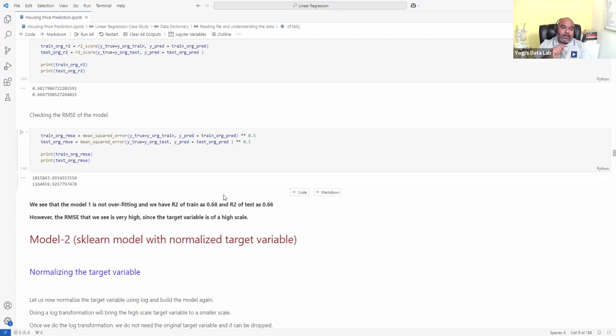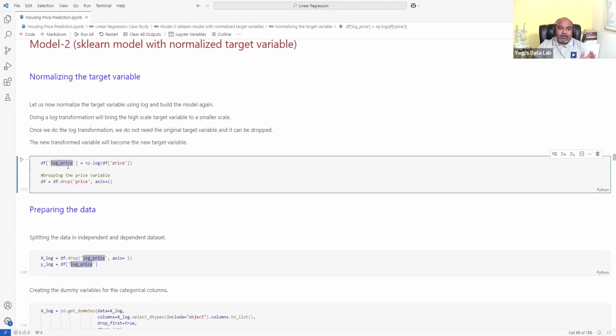Now, let us look at model 2. Here what we have done is we have normalized the target variable. So when I normalize the target variable, the scale will reduce. Rest everything remains the same. I have just normalized the target variable. So let's look at how we do this. I have taken a log of the target variable, which is price, and I've created a new column called log price. The log price is the normalized variable of the price column, and I can go ahead and drop the price column now because I'm going to use the normalized variable, which is log price.